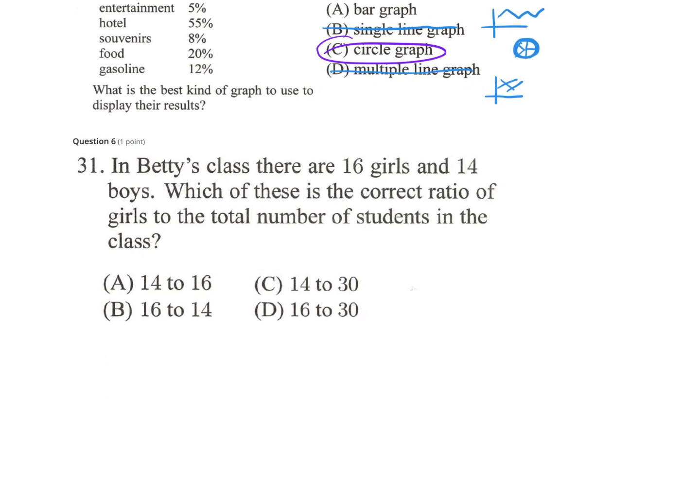In the next question, it says, in Betty's class, there are 16 girls and 14 boys. Which of these is the correct ratio of girls to the total number of students? So I'm going to set up girls to total. Okay, it says that there are 16 girls and 14 boys. The total would be 16 plus 14, which is 30. So 16 to 30, option D.